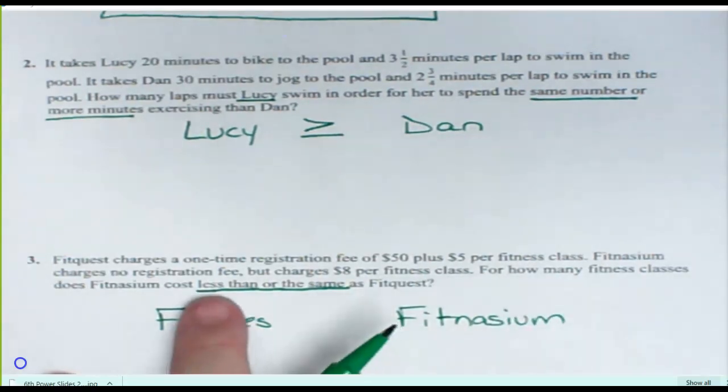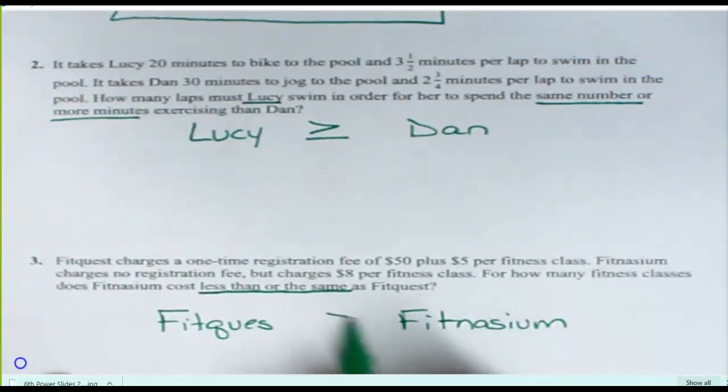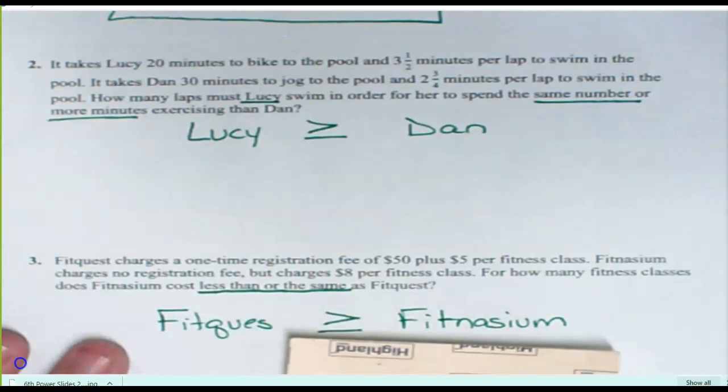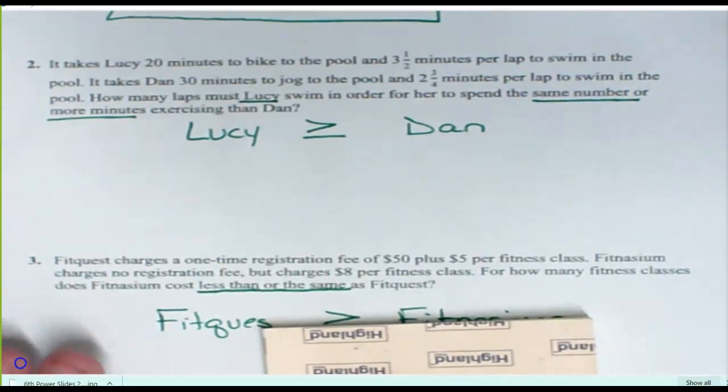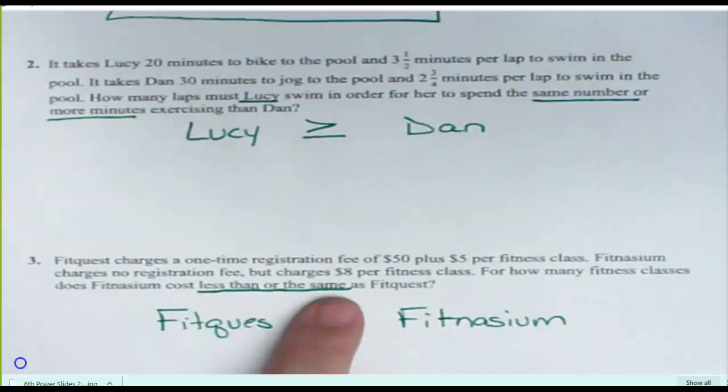And who has to be less? FitQuest or Fitnasium? Fitnasium has to be less. So Fitnasium needs the smaller side or the same. Don't forget the equal sign. Last period, Miss Marling forgot the equal sign. I only did this part right here. Now, if this was a test question and you had A, B, C, D answer choices, do you think one of the answer choices might have been like that where they forgot the equal sign? They probably would have. They would have tried to trick you. I would have got it wrong. I would have been tricked. Don't be tricked. Less than or the same. I need that or equal to.